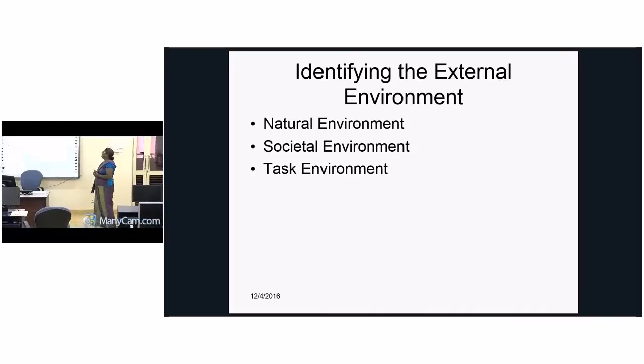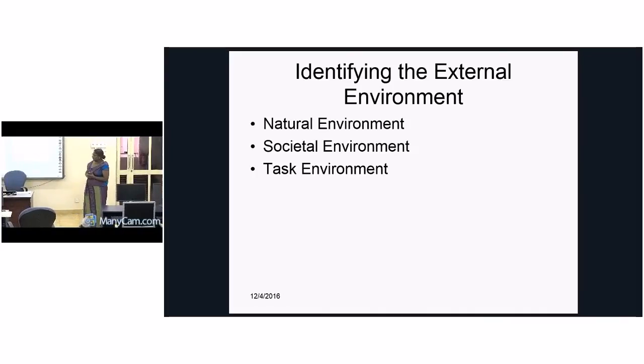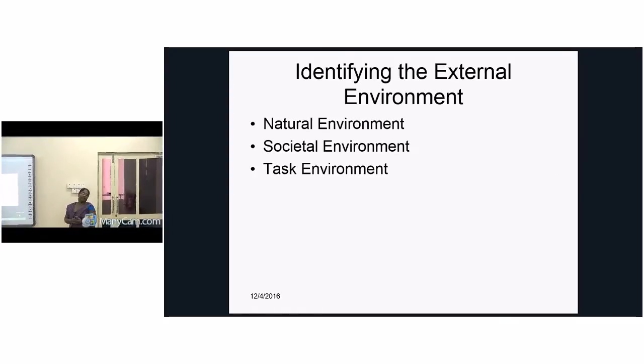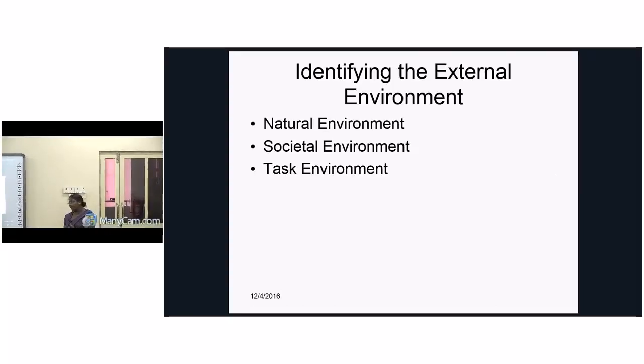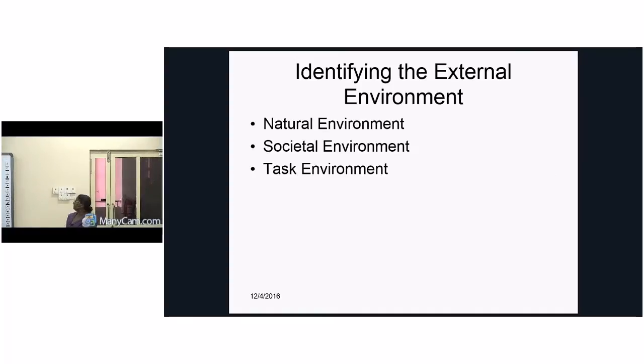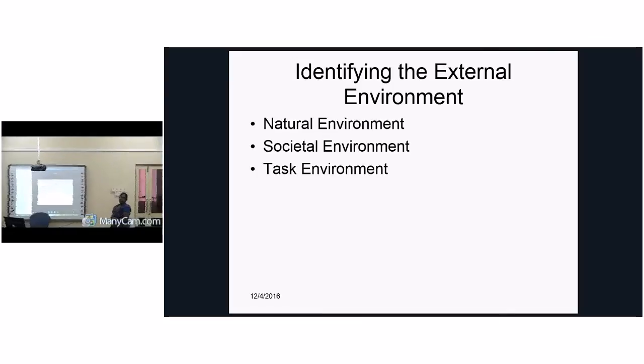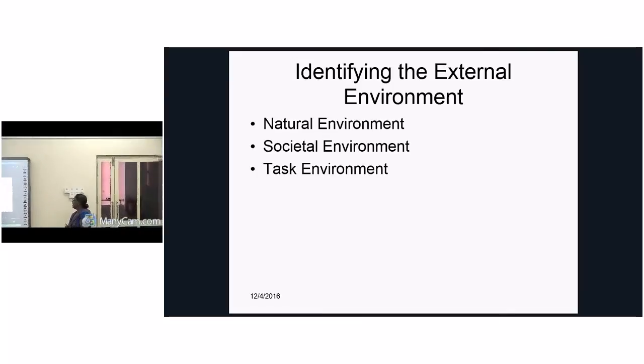So, for the purpose of scanning the environment, at the start of this session, I said two types of environment exist for a company. For a firm, the environment can be segregated into two: external environment and internal environment. The external environment basically consists of the natural environment, the societal or social environment, and the task environment.